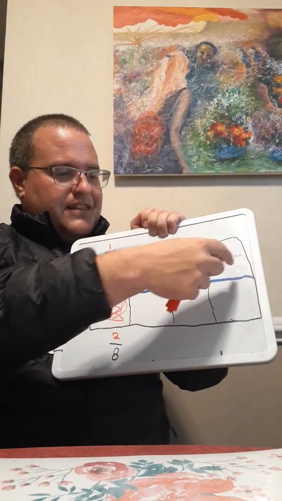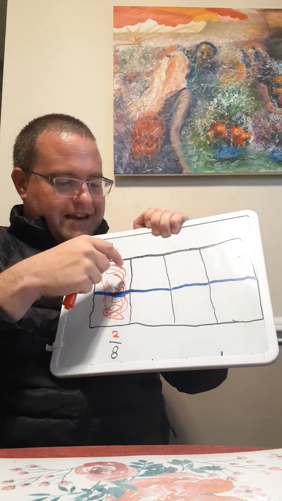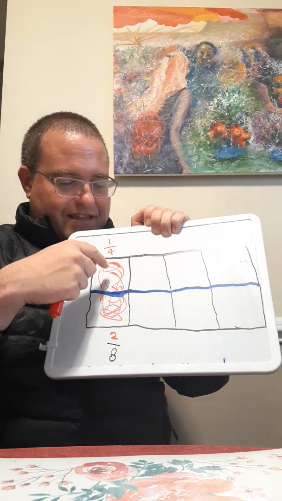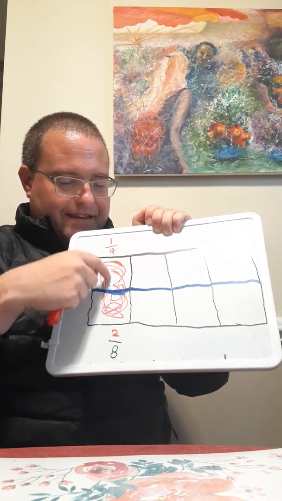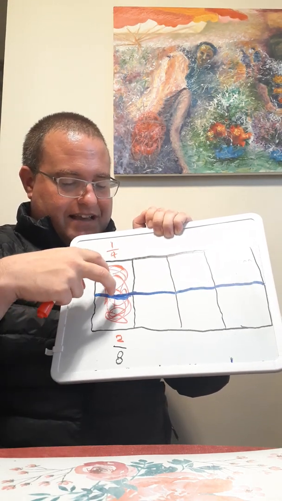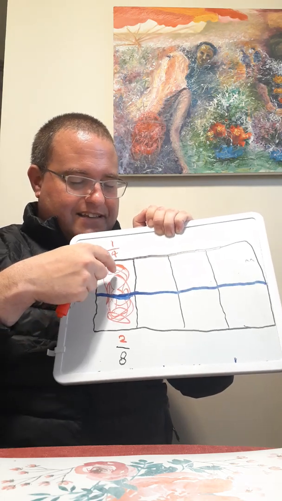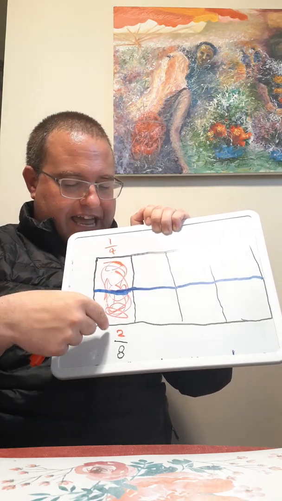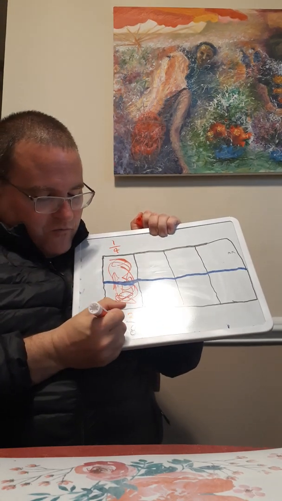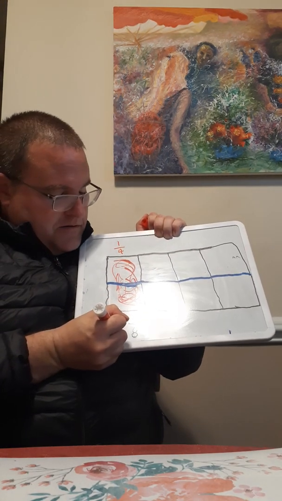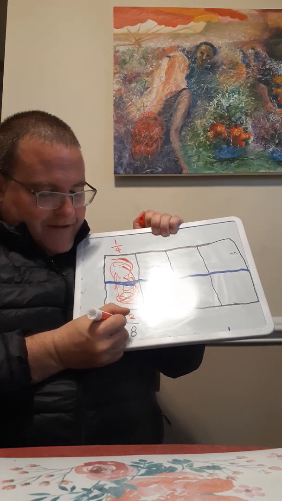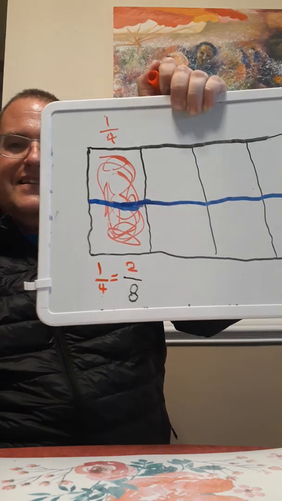So if we split the whole down the middle into equal parts, the top and the bottom, the 1/4 covers the same area as 2 eighths. That's how I know that 1/4 is going to be equal to 2 eighths.